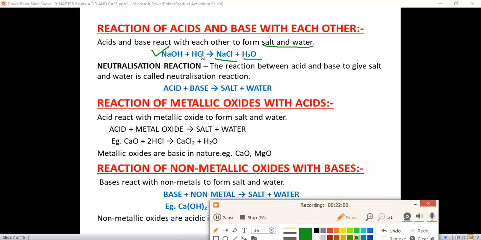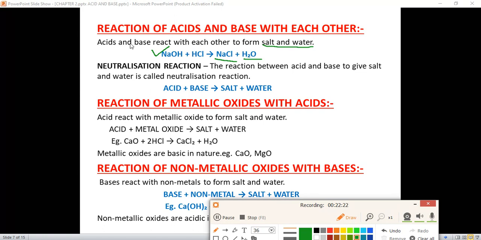Sodium will combine with chlorine and form NaCl. OH will combine with H and form H2O. Why will Na combine with Cl? Sodium contains positive charge and chlorine contains negative charge. So the positive charge will attract the negative charge and they will form the NaCl compound, and OH contains negative charge and H contains positive charge. They will combine together to form H2O.